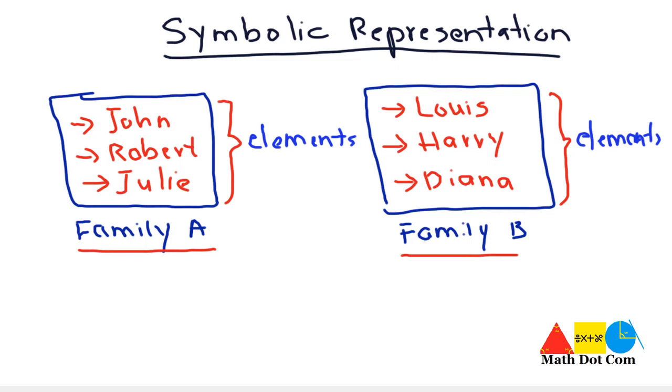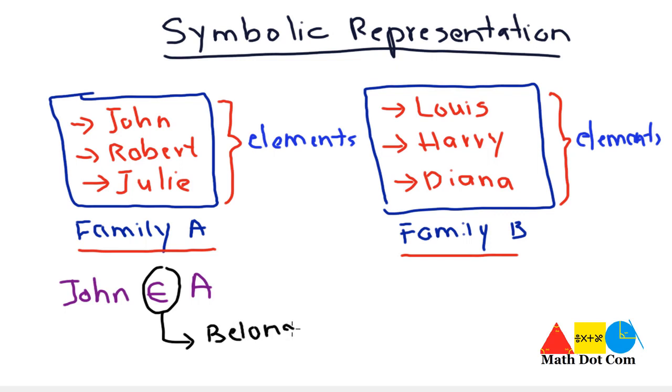We will say that John, let's take it like John, the element of family A, belongs to A. Okay, the new thing here is belongs to. This is the sign of belongs to. It means that John is a part of set A. John is a part of family A. So in order to represent the elements and their connection to their set, we will use this symbolic representation of belongs to. So John belongs to A.